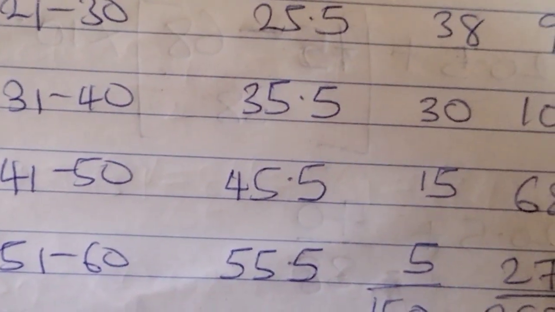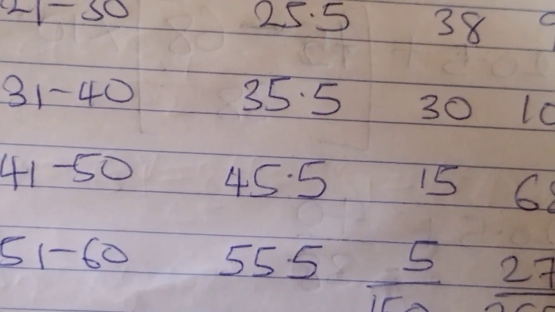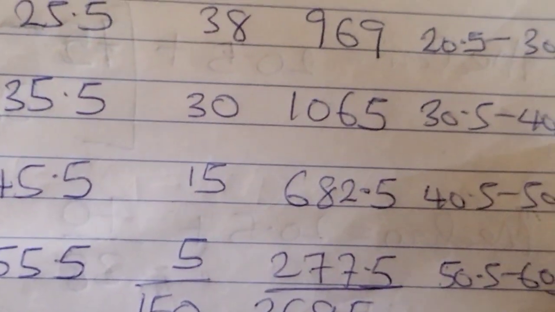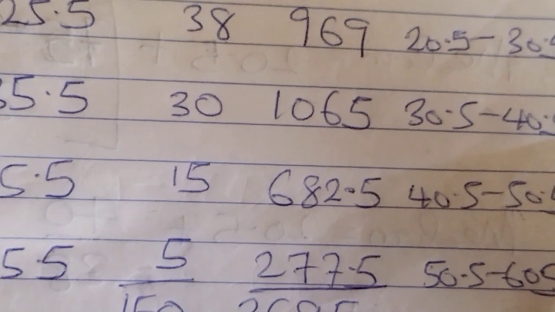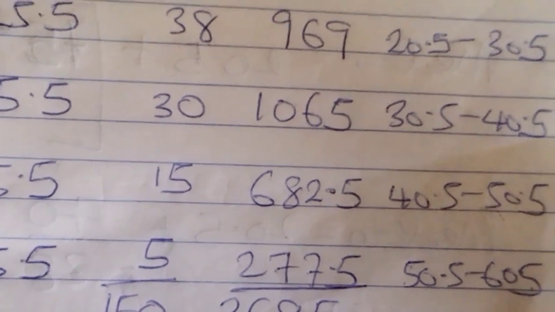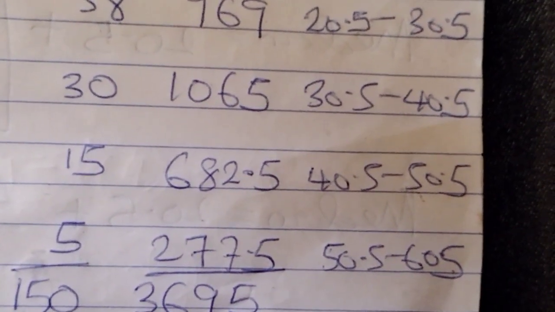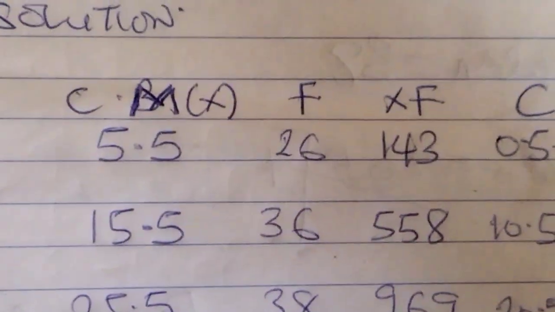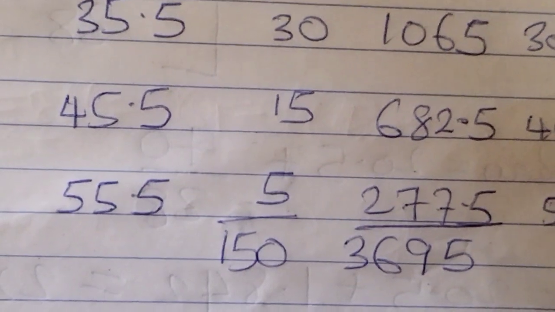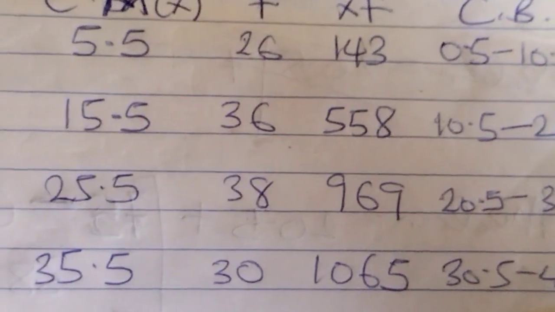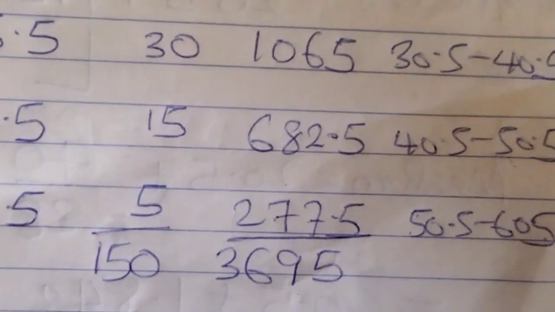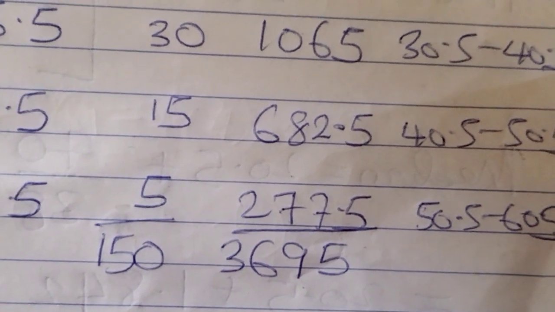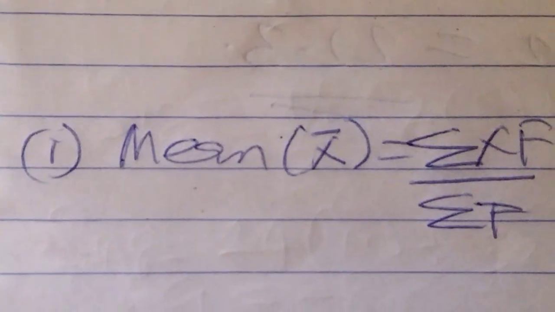Then for 51 to 60, the class mark is 55.5, frequency is 5, then xf is 277.5, the class boundary is 50.5 to 60.5. Then we have to find the sum of the frequency. The sum of the frequency gives us 150. That is, the cumulative frequency is 150. Then the sum of xf is 3695.